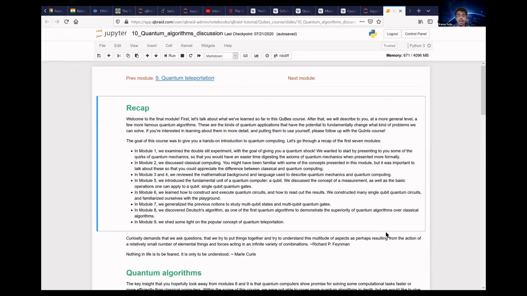What's a qubit? What are quantum gates? What are different types of single qubit quantum gates compared to classical computing? In quantum computing, you have a much richer variety of quantum gates available. And then in this seventh module, we discussed what are multi-qubit states, what are multi-qubit quantum gates. Then in the eighth module, we discussed Deutsch's Algorithm. And in the ninth, that you just heard from Eric, we talked about quantum teleportation. So this was a very brief recap.